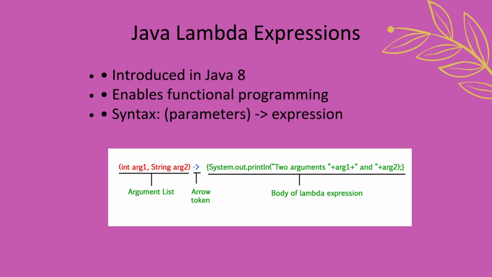Now let's talk about a game changer introduced in Java 8, Lambda Expressions. These concise blocks of code enable functional programming paradigms in Java, bringing a new level of expressiveness and readability to your code. Before Lambdas, implementing single method interfaces, often referred to as functional interfaces, required writing verbose anonymous inner classes, which could make the code unnecessarily long and difficult to read, especially for simple operations.